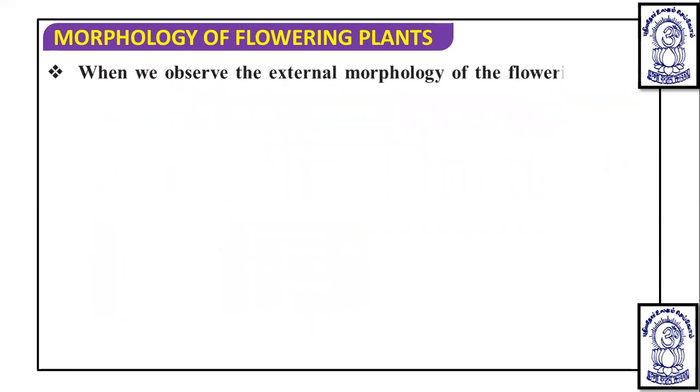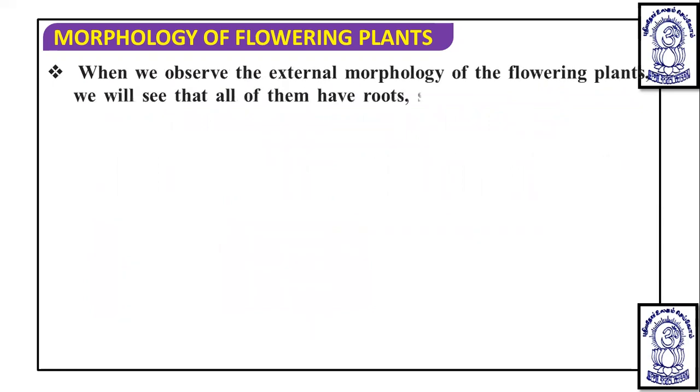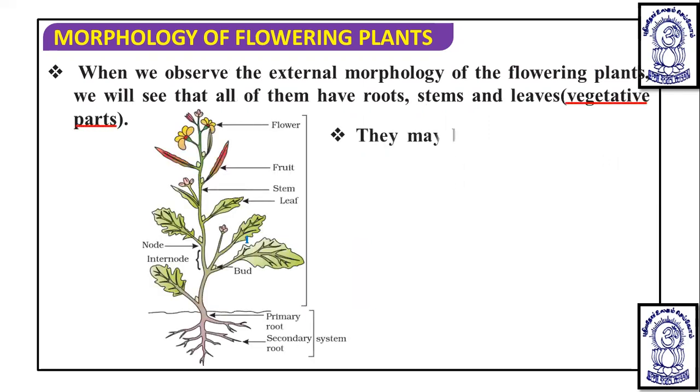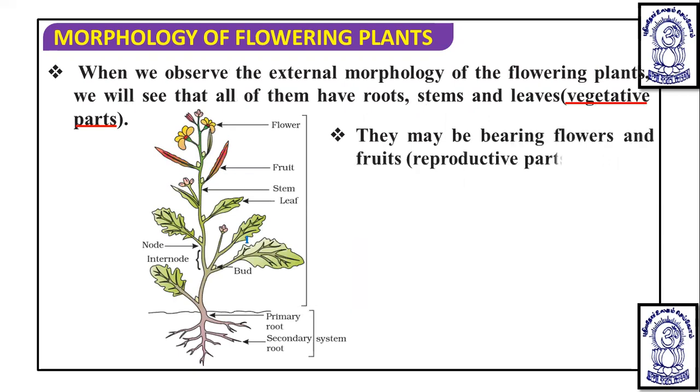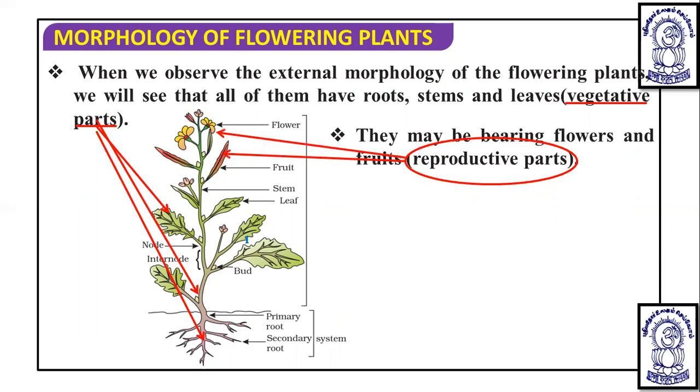So when we observe the external morphology of the flowering plants, we will see that all of them have a root, stem, and leaves, which are the vegetative parts. And you can see they may be bearing flowers and fruits, which are the reproductive parts. Reproductive parts are flower and fruit, whereas stem, leaf, and root are the vegetative parts.